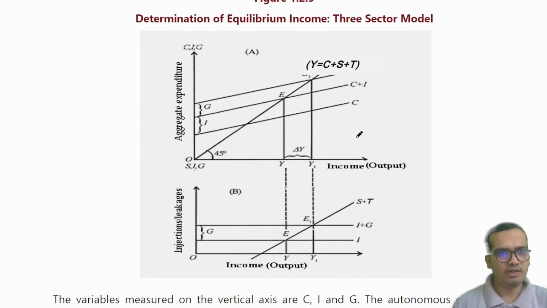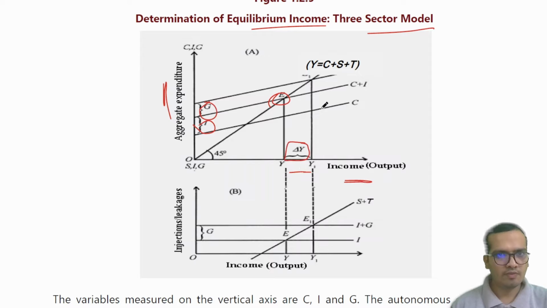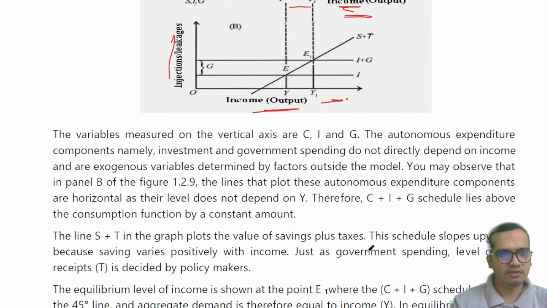So here we have a figure for that. Determination of equilibrium income, 3-sector model. We have expenditure here and income on this side, and this is the equilibrium point. First line denotes I and second denotes G, and the difference between first and second is delta Y. Similarly, we have one more graph where we have injections or leakages on the y-axis and income or output on the x-axis. So we have income or output in both cases on the x-axis.